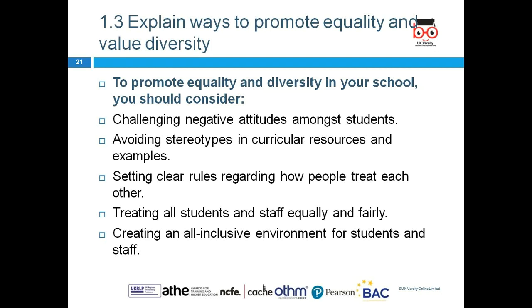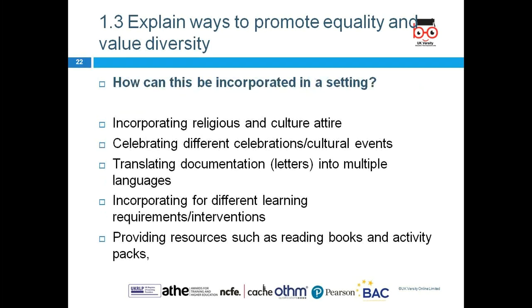And then again, create an all-inclusive environment. So even if somebody, say, has broken their leg and can't join in with particular activities like PE, maybe adapt it so that they can do something while they're sitting down, or maybe play in a smaller area. Mm-hmm. And then how do we incorporate this into a setting?